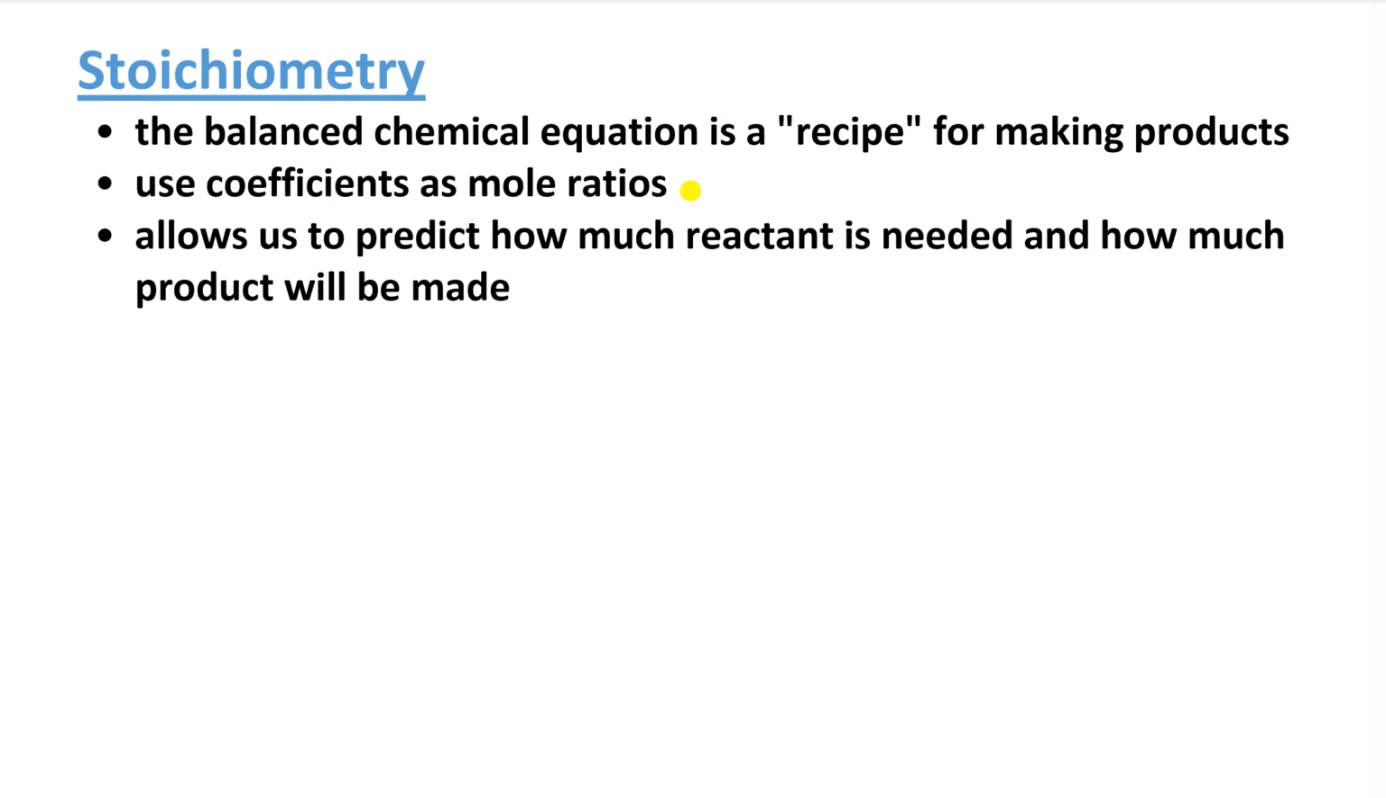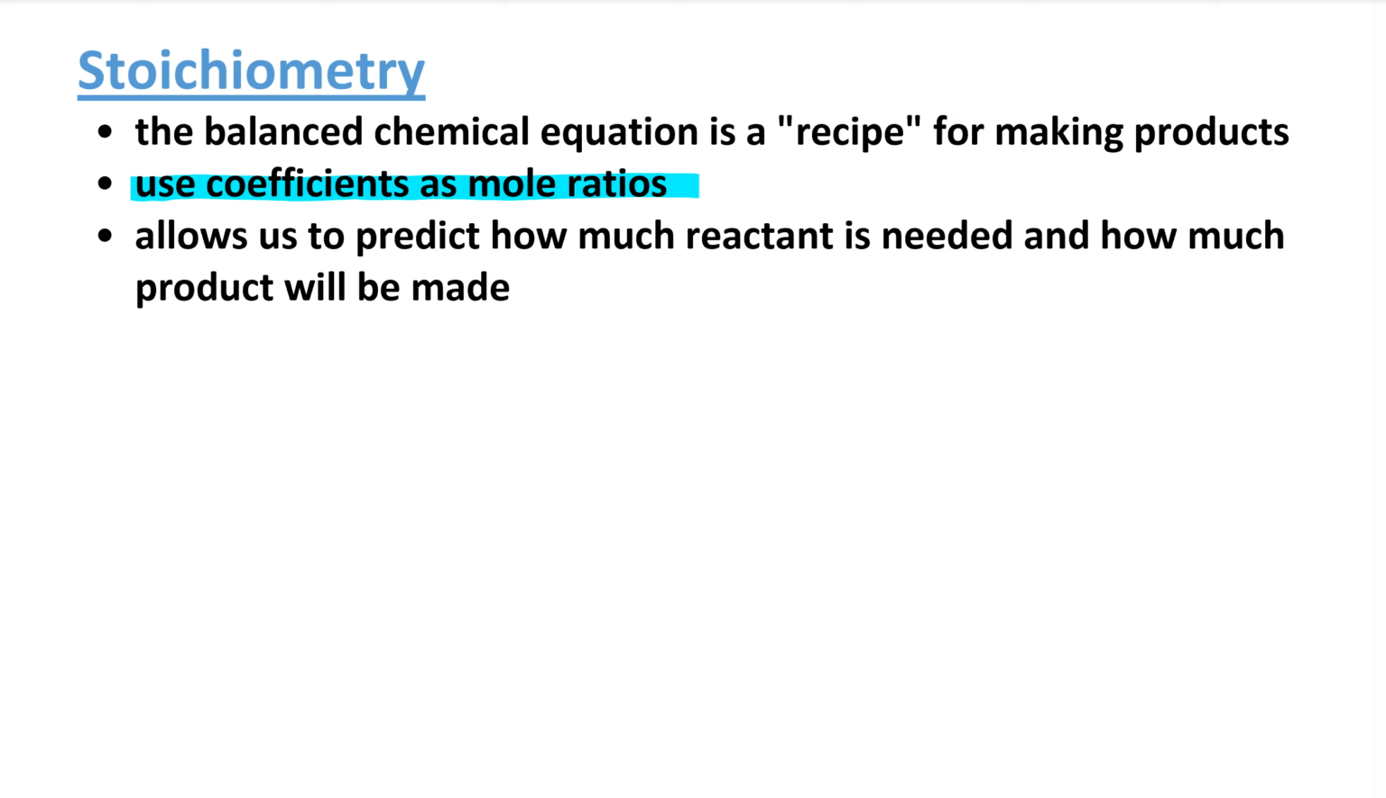And what we're going to use are those coefficients as our mole ratios. Those coefficients are going to tell me, okay, how much of each reactant are we going to need? And then if I combine them in that proportion, how much product can I expect to make? So it's much like our chocolate chip cookie recipe. If I mix these ingredients together in this amount, I should make this many cookies.